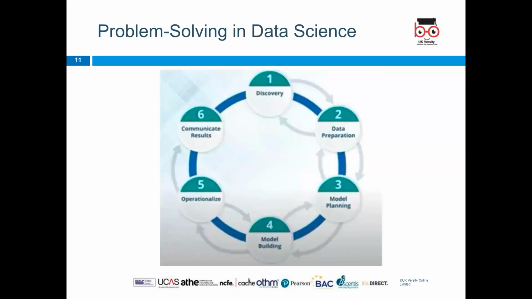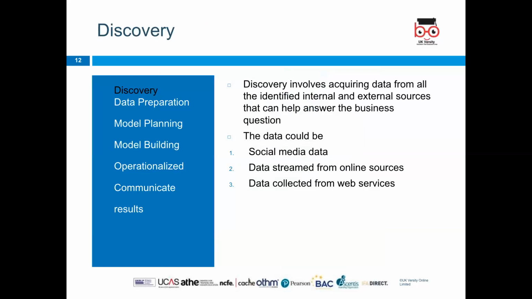So in this diagram, we see the first one being discovery. So what is discovery? Discovery involves acquiring data from all identified resources, either external or internal sources, that can help answer business questions. Data can come from anywhere. It can be from social media. It can be from data streams from online sources. It can be data collected from web services.